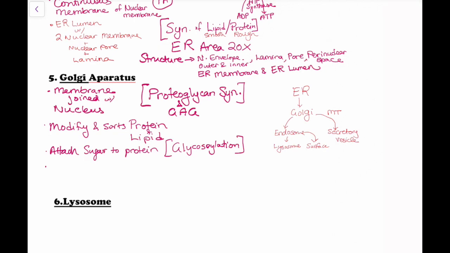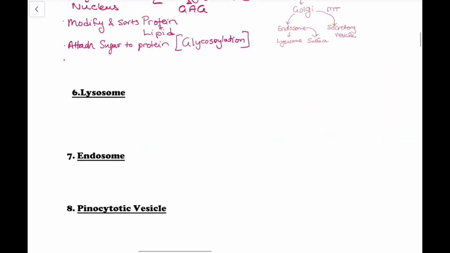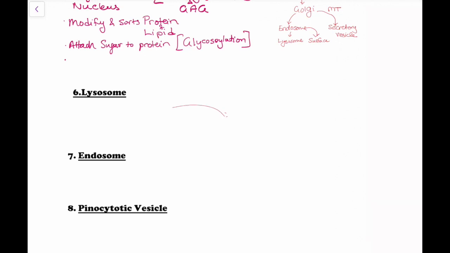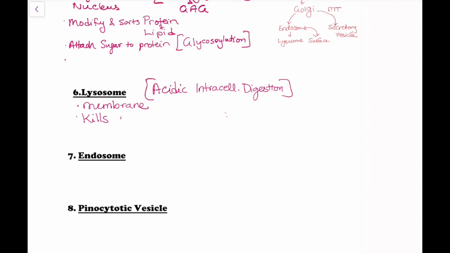Next, we go into lysosomes, and lysosomes we know are acidic intracellular digestion. It also has a membrane, a single membrane, and what it does, it kills anything because it has a low pH of 4.5, along with its digestive enzymes.